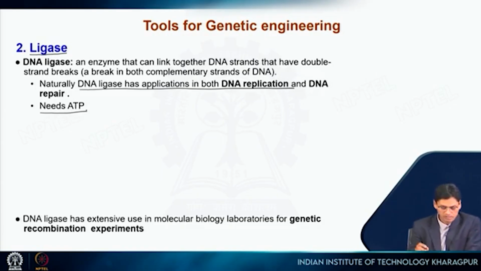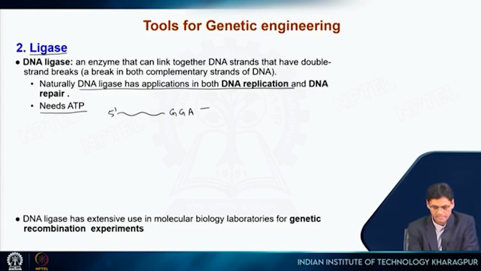So for example, I'm giving you another sequence here, like 5 prime, some sequences are present here, then I would say G, G, A, T, C, C, and some more sequence here, and that's all. C, C, T, A, G, G.